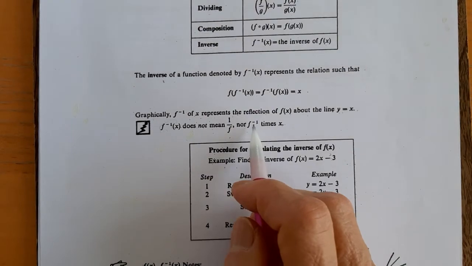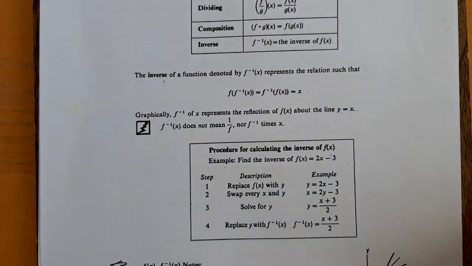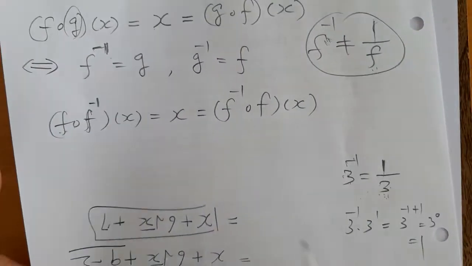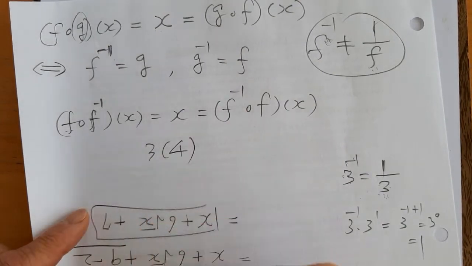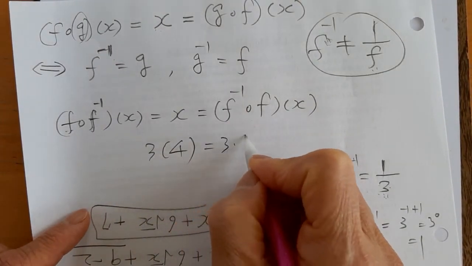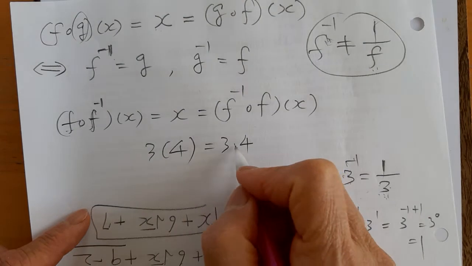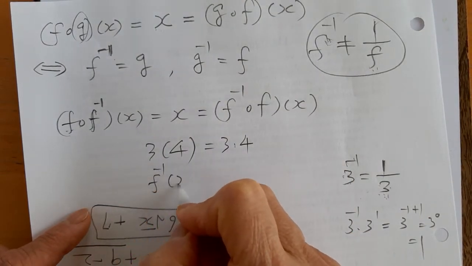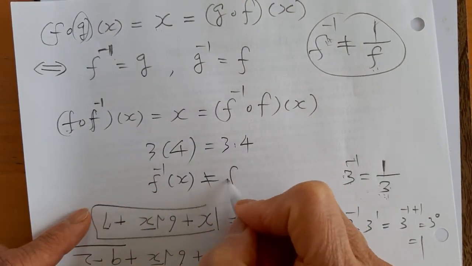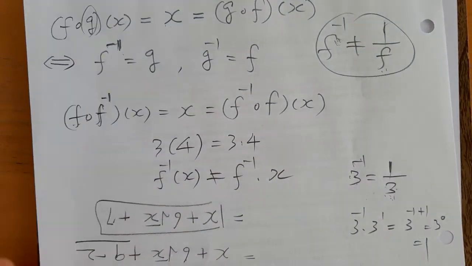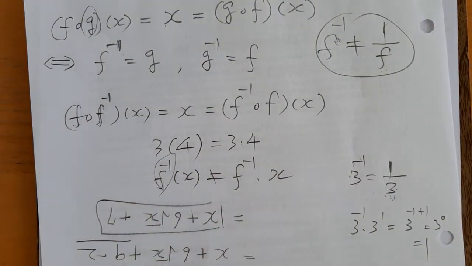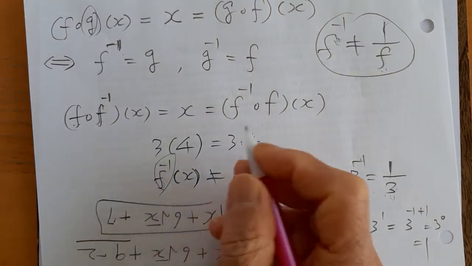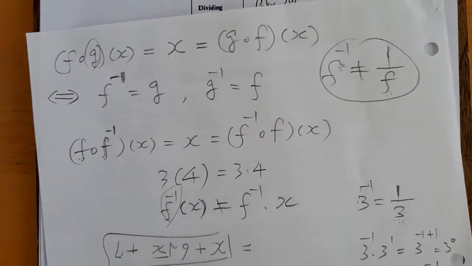So you cannot say, for the number 3 times 4, this means 3 times 4. But for inverse, this does not mean f inverse times x, because f inverse is a symbol. It's not a number. This does not mean multiplication.